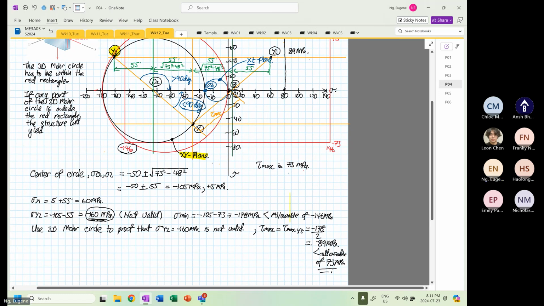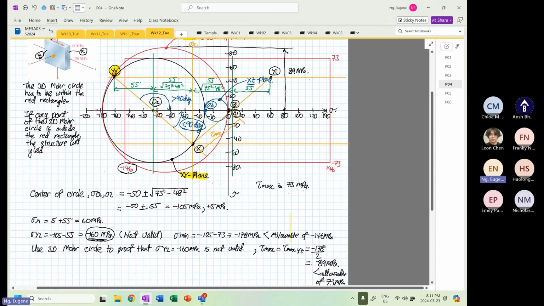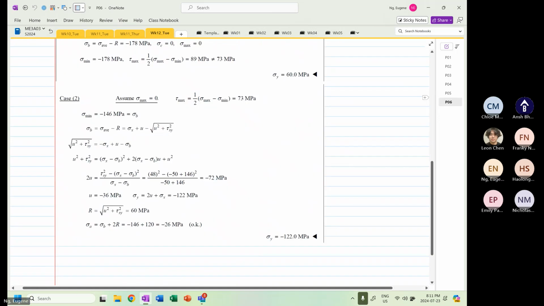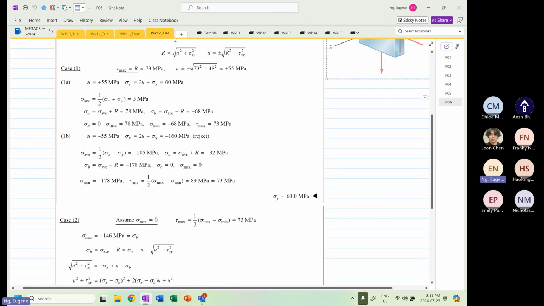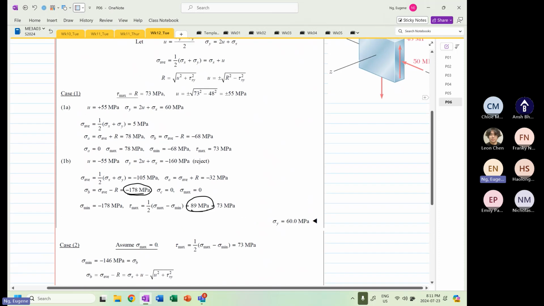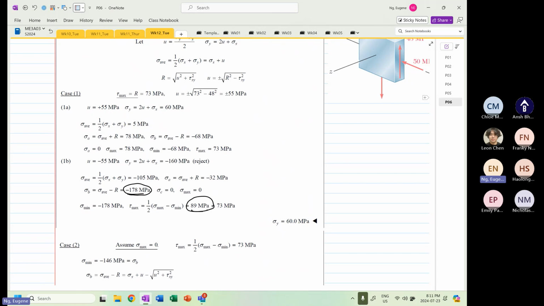Okay, so this is by drawing the 3D Mohr circle. If you look at here, the solution manual also says the same thing. Remember, we calculate 178. We calculate 73 or 89. We just do that, and we do it graphically, not formulating equations like this. How does the solution know how to formulate equations like this?